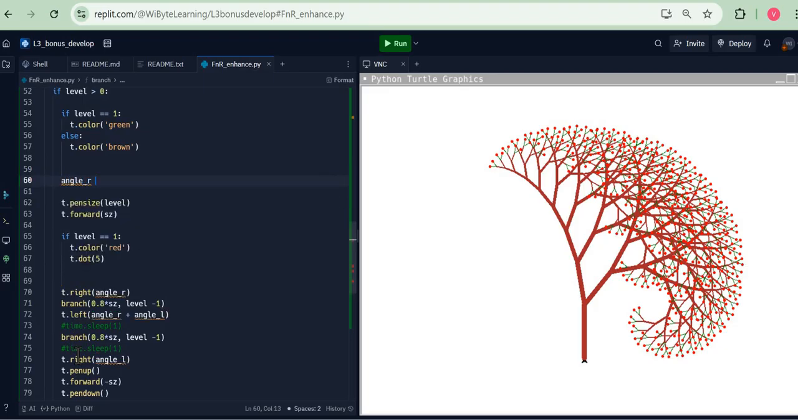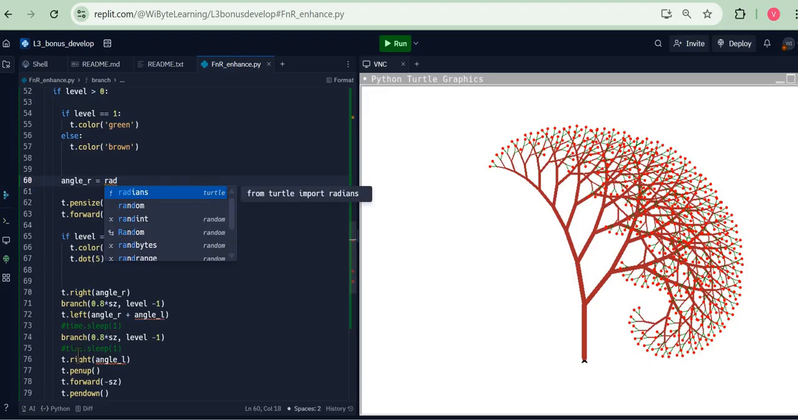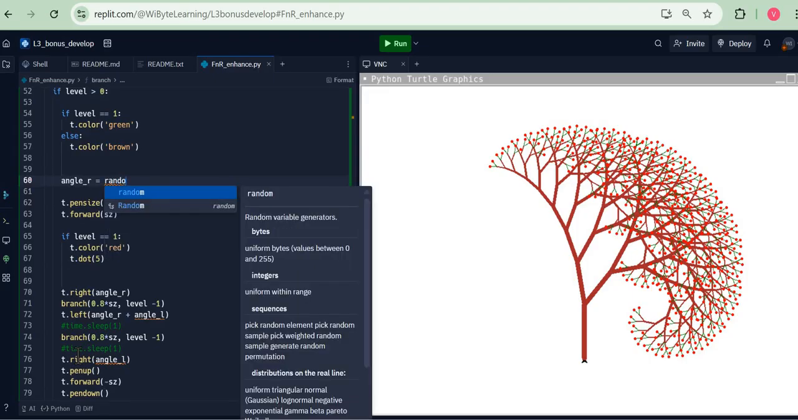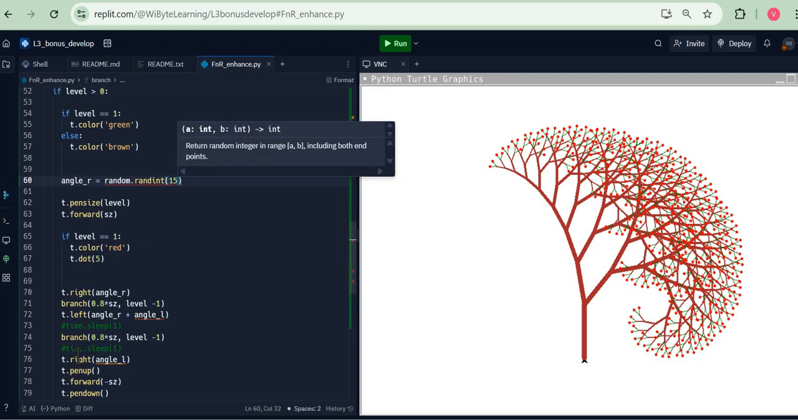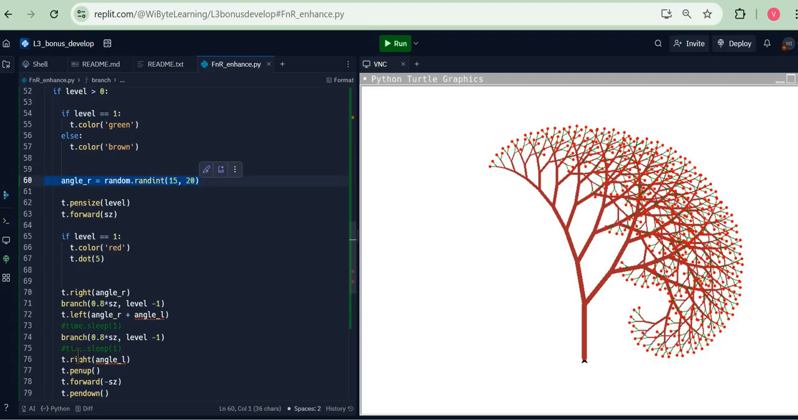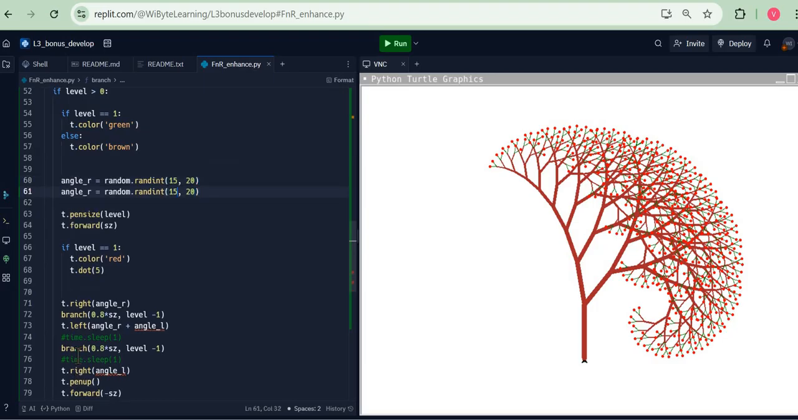So let's say I go and say angle R is random dot rand int, maybe between, let's say, 15 and 20 degrees, and my angle left similarly is between say 20 to 25. So there is a general tendency to be shifting a bit towards the left in these numbers. Of course you can change this, but this is all random.